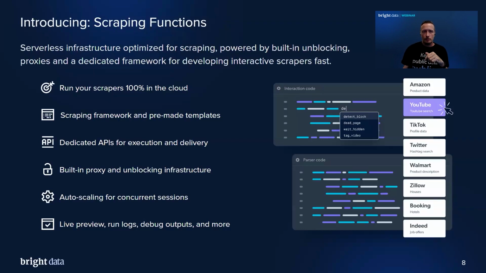There are pre-made templates to speed up the development process. So you can load up a template, edit it, modify it. Automatically, when you create a collector, you get a dedicated API with it, meaning that once you build the collector, you can initiate it by sending an API call to it. And of course, built-in proxy unblocking infrastructure. I think this is the number one thing that this product has, because when you don't get blocked, collecting data is so much easier. Auto scaling for concurrent sessions, meaning that if you want to, I don't know, scrape 1,000 pages at the same time, it's possible. And of course, live preview, run logs, debugging, and more.